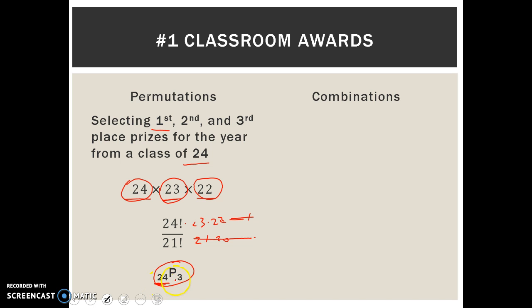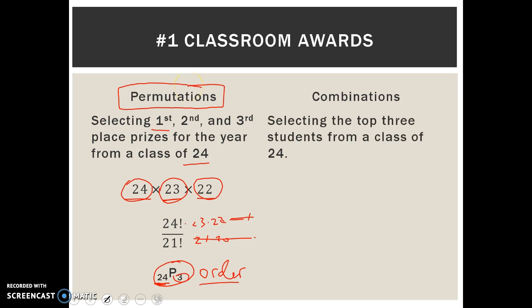Another way to do the same problem is to do a permutation where you're picking from 24 students, you're picking 3, and you're putting them in order. And that's a key here. Permutation, order matters.